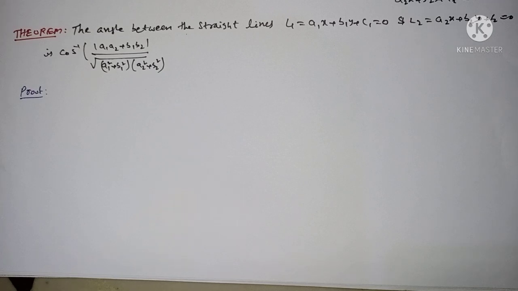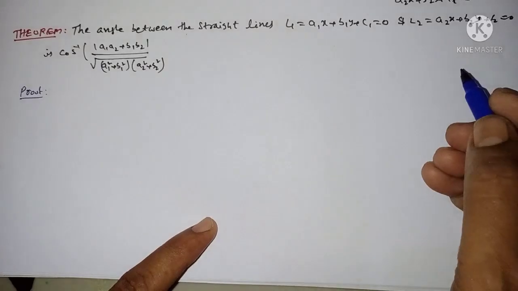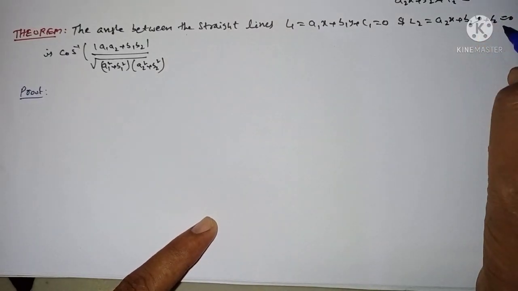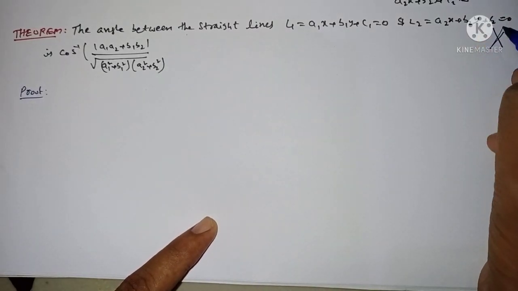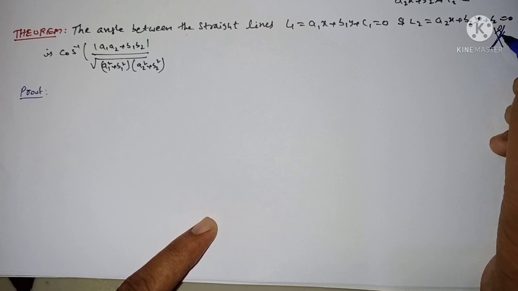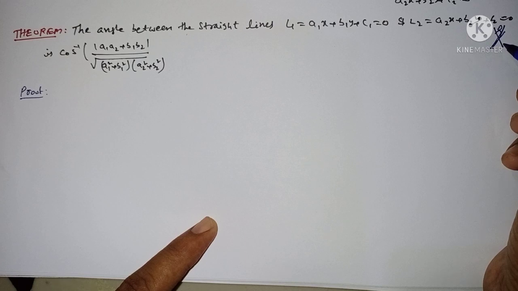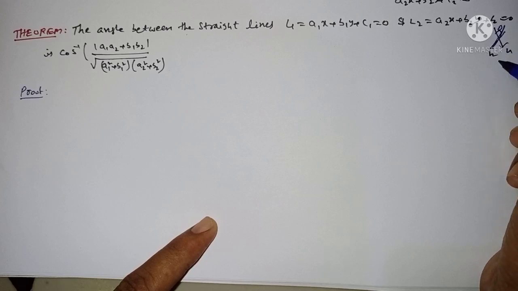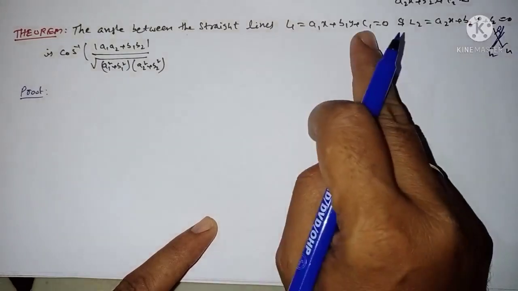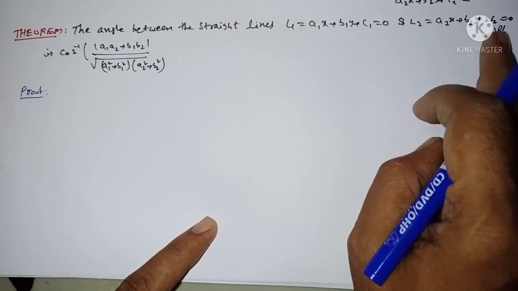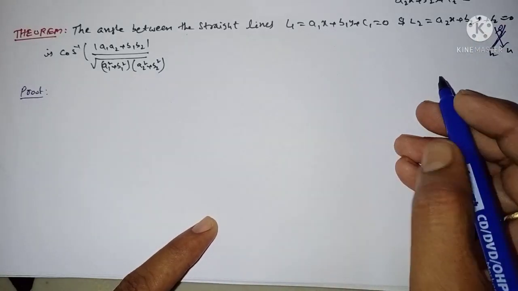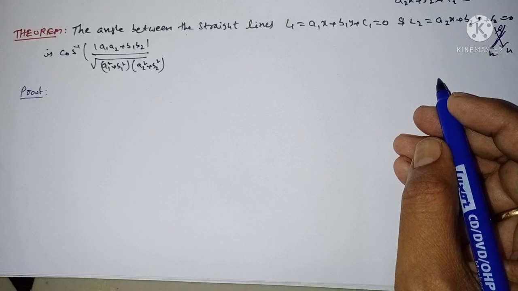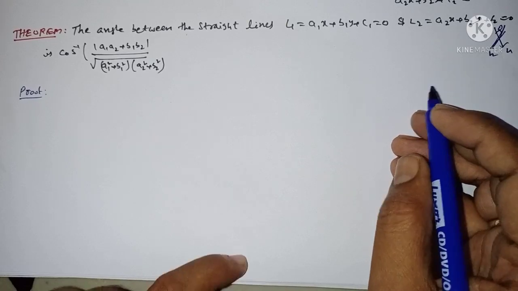Okay, you can observe here two lines are there. This is theta, this is L1 and L2 is shifted to the origin. What happened? You can observe here, these are the given two lines L1 and L2. Origin means c1 and c2 must be 0. Shifted to the origin, I can draw a figure. Okay, see here.